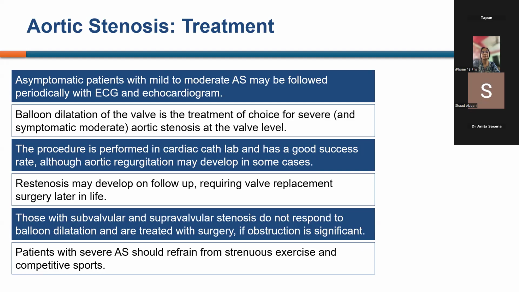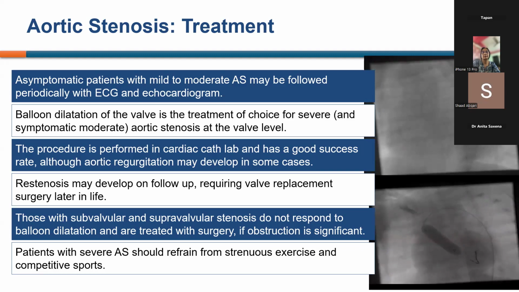The balloon dilatation procedure is done in the cath lab. It has a good success rate, but you may end up developing some aortic regurgitation. And remember, this is a palliative procedure. Unlike pulmonary stenosis, where you do balloon and patient is almost done with, you don't need to worry too much. In case of aortic stenosis, invariably, it results in either restenosis or progressive aortic regurgitation. And ultimately, majority of these patients will end up replacing their valve at some point in life. But the idea is to postpone that as far as possible.